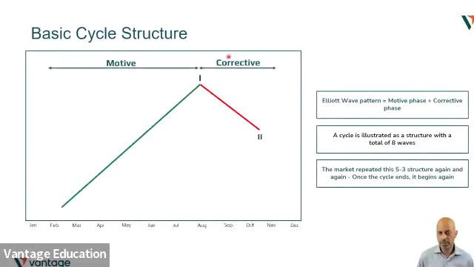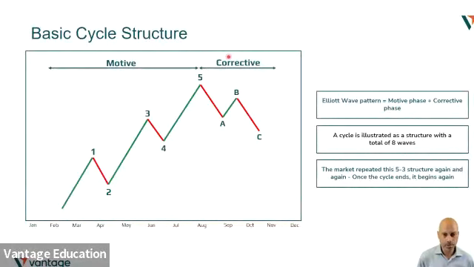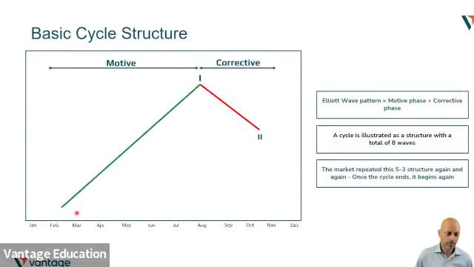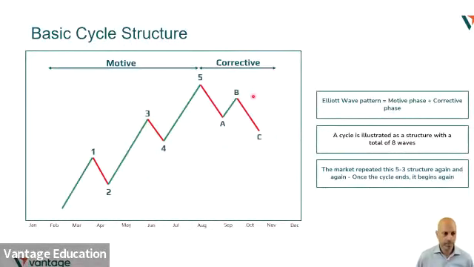Right? Motive, corrective. And then when you break it down, you will see waves. You would generally see waves 1, 2, 3, 4, 5, and then in the corrective phase, A, B, C. Right? So just to take note, this is what a basic Elliott wave cycle would look like on a larger view. It's the top view, a very top view, bird's eye view of the Elliott wave cycle. Motive wave, which consists of 1, 2, 3, 4, 5, and then you have the corrective phase, which consists of A, B, C. And then when you break it down, this is what it looks like. Okay.